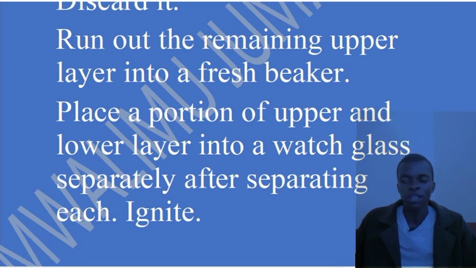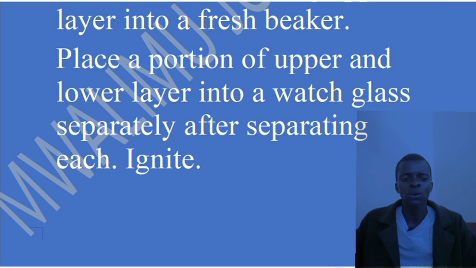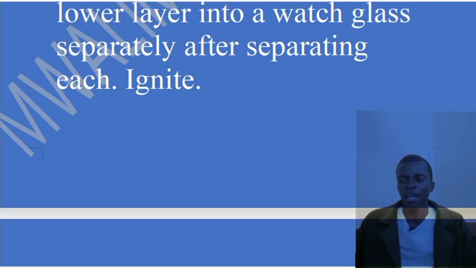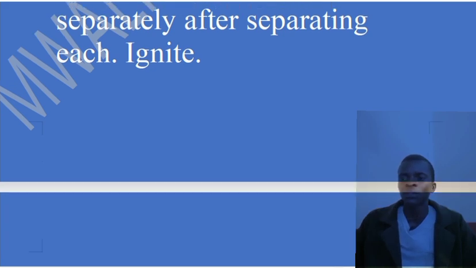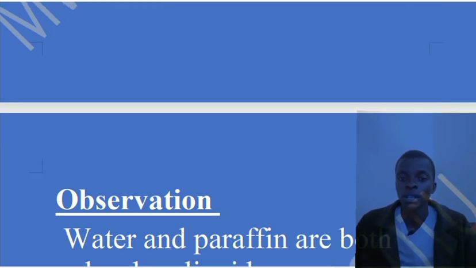After separating it, then we ignite. Now let's see what we observe. Water and paraffin are both colorless liquids, and they form two layers on mixing. The colorless and odorless liquid collected first does not catch fire. So the one that does not catch fire is water.